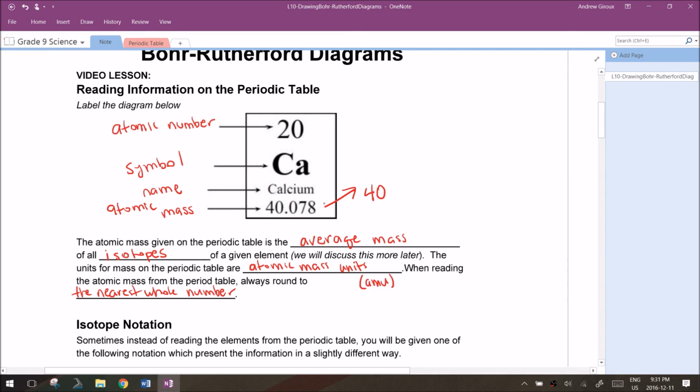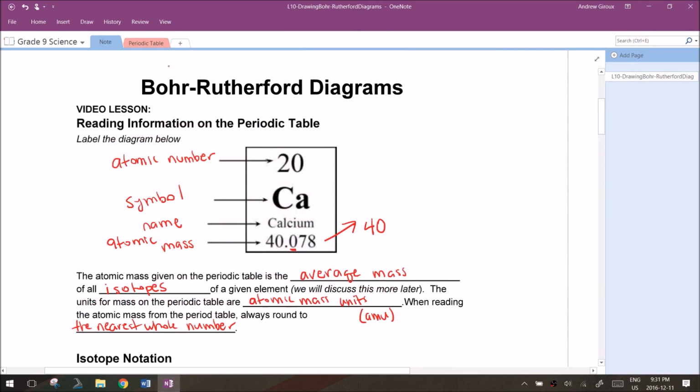So a quick review on how we do that. We look at this number right here, which is the number after the decimal. If that number is 5 and lower, we keep it as is. If it's higher than 5, we round up to the next number. So in this case, though, we have a 0 after the decimal, so we keep it at 40 AMU for the atomic mass of calcium.